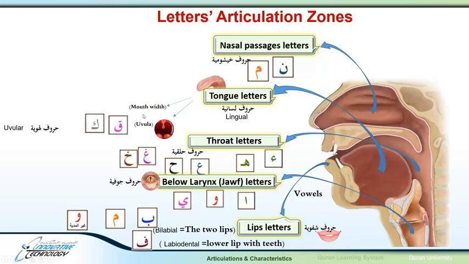Now, we have the letters coming from the mid of the mouth width. And this is the area where it comes from. The letter ش, the letter ج, and we have the letter ي.